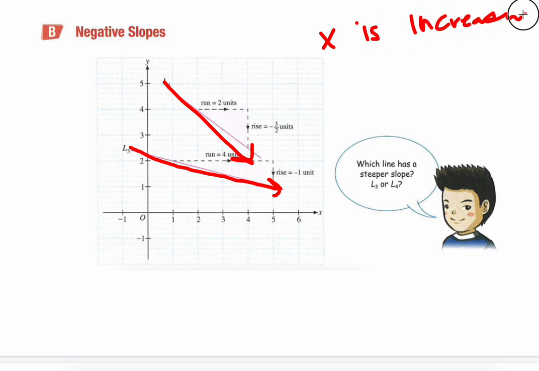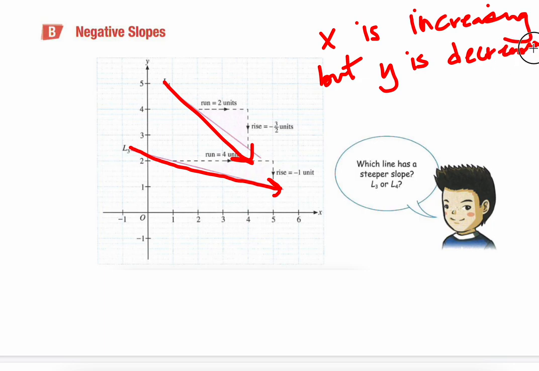X is increasing, but here, y value is decreasing. If we look at this point, it's going from 5 all the way down to 2. So y is decreasing, and they're going in opposite directions here. Which line is steeper? Line 3 or line 4? If you said line 4, you are correct. This top one is steeper. It's going down at a much quicker pace.